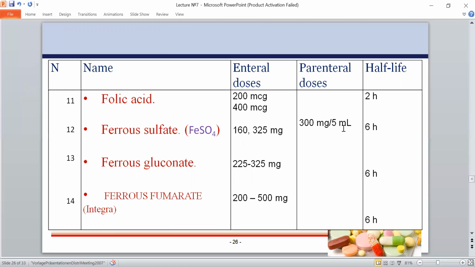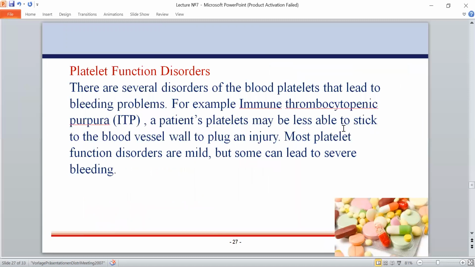Ferrous sulfate, ferrous gluconate, internal and external doses. Ferrous sulfate, 163 to 325 milligrams, half-life 6 hours. Or ferrous gluconate, 225 to 325, half-life 6 hours.